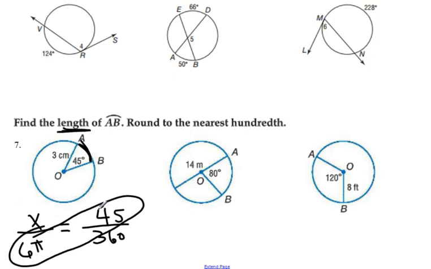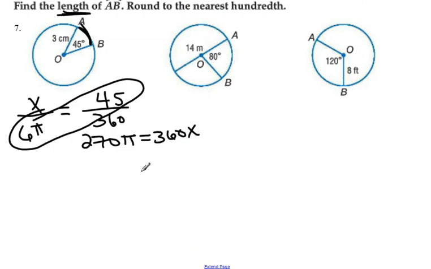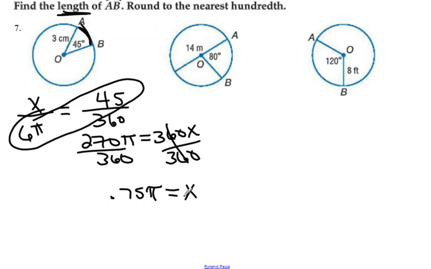We're going to cross multiply here. We get 6 times 45, which is 270, and we didn't put pi in the calculator, so we leave it out here. That equals 360x. I'm going to divide by 360. 270 divided by 360 gives me 0.75, and this is still times pi, which gives me my arc length x. And now this one wants the answer to the nearest hundredths, so we're going to actually put 0.75 times pi in our calculators to get the nearest hundredths. So you get 2.356, which rounds up to 2.36.